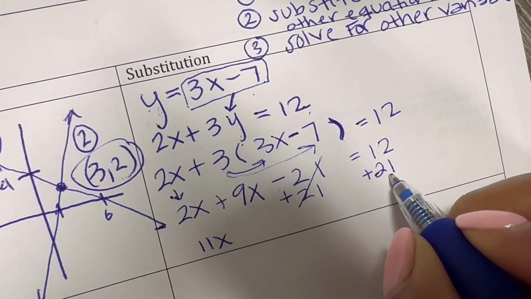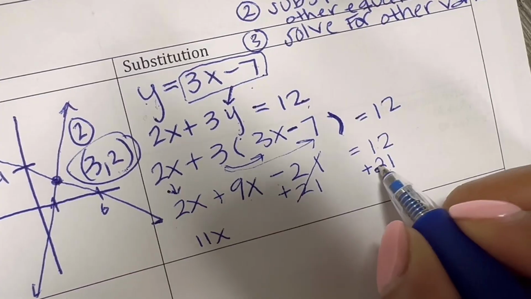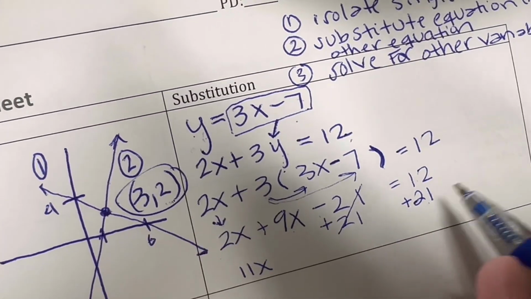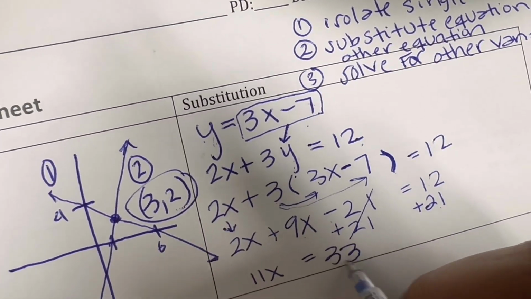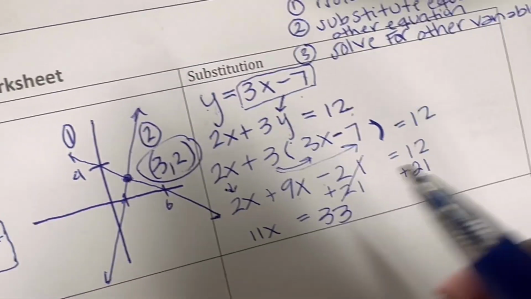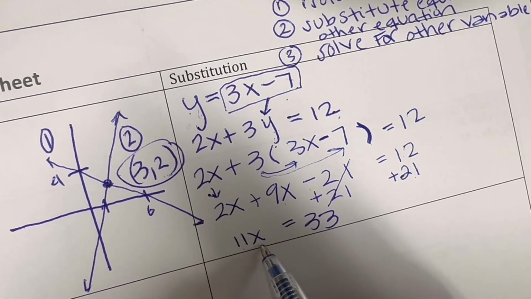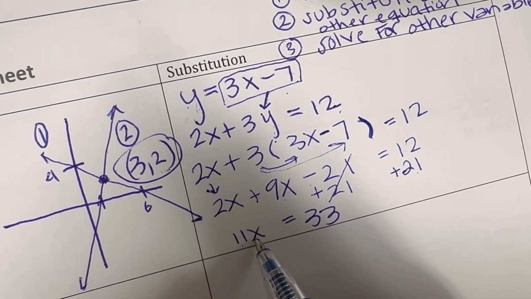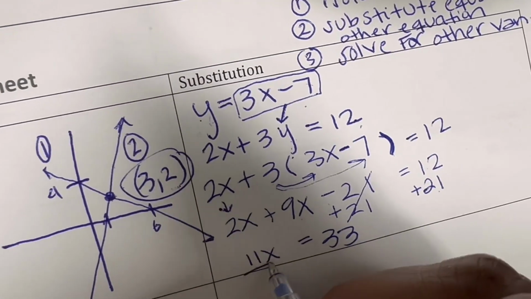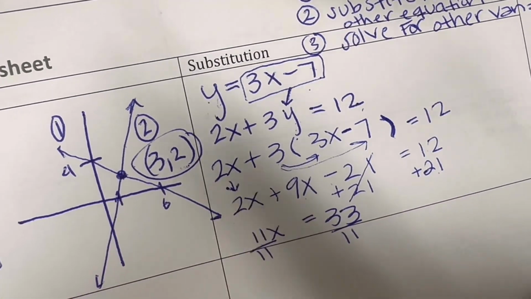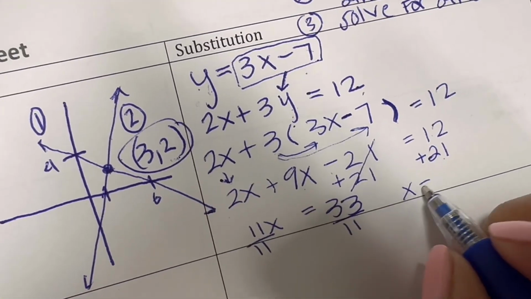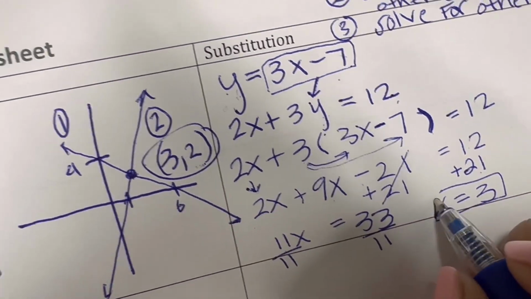What's 12 plus 21? 2 plus 1, 3. 33. 12 plus 21 is 33. 11 times what number gives you 33? You're dividing by 11, right? X equals 3. This is a good thing.